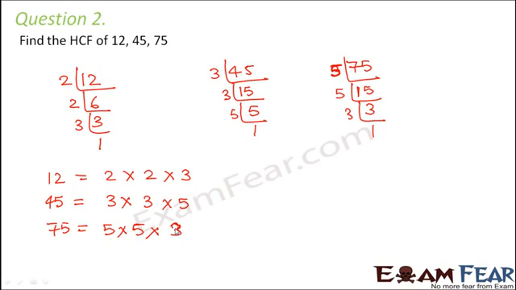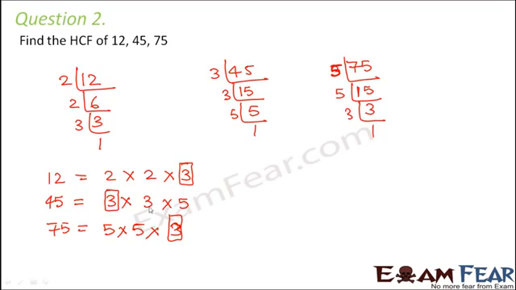Now let us try to find out the common factor. When we find something common, that number should be present in all of them. So 2, do you think 2 is a common factor for all of them? No. What about 3? 3 exists here, 3 also exists here and 3 also exists here. So 3 is one common factor.